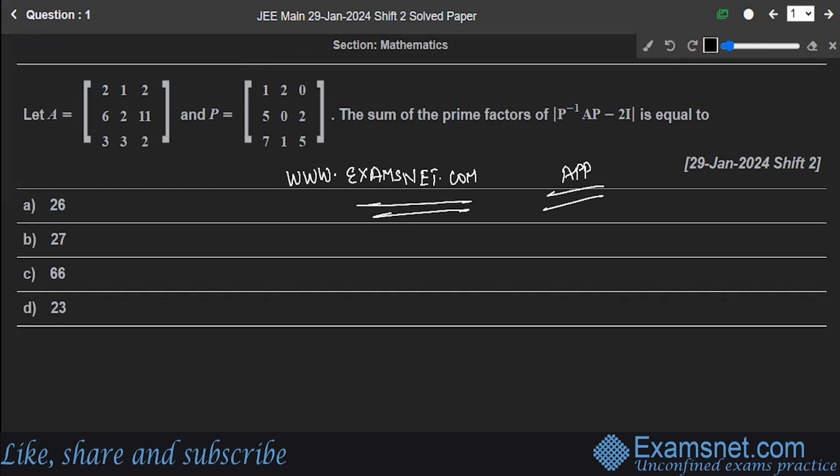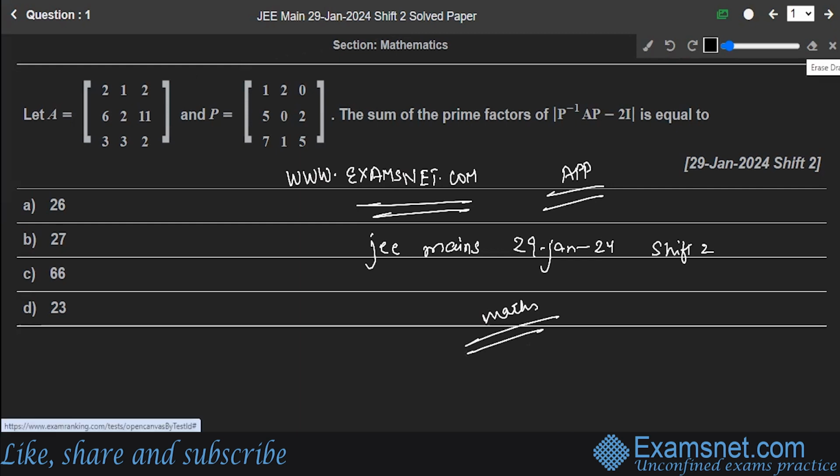Students, today I'll be solving the JEE Mains 2024, 29 Jan 2024 shift 2 paper, that is your evening paper. I'll be solving the maths portion of this paper in this particular video. So very best of luck. Let's start with the first question, a matrix problem.